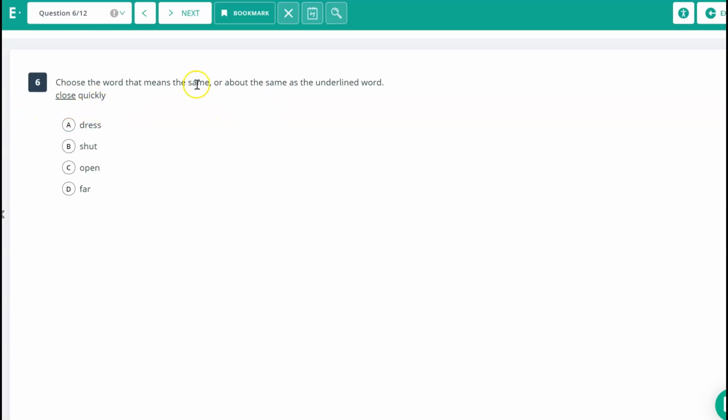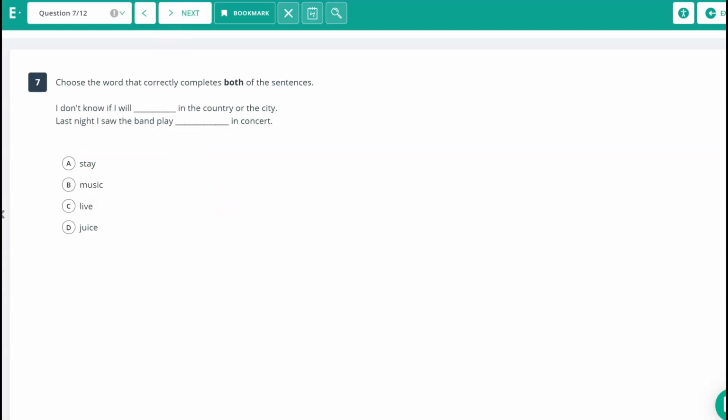Close quickly. What means the same? I'm looking for that keyword in there. It's the same as close. Dress, shut, open, or far. Well, there are clothes with a TH, and that would be a dress, but that's not right. To close also means to shut quickly.